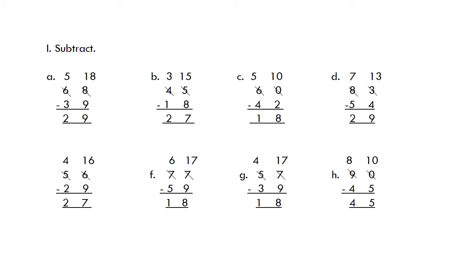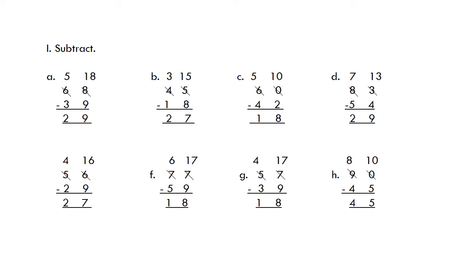Next part F. 77 minus 59. So start subtracting the ones. Here you cannot subtract 9 from 7 because 9 is greater than 7. So we borrow 1 from tens. The number in tens is 7. So 7 becomes 6 and the 7 which is in ones place becomes 17.